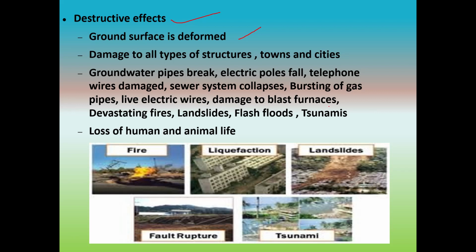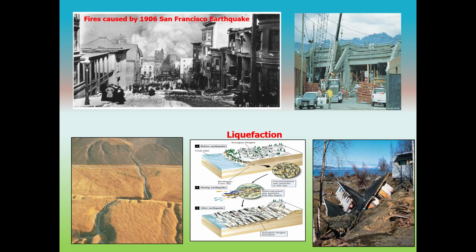Then damage to blast furnaces, then devastating fires will take place, then landslides, then flash floods, then tsunamis, then loss of human and animal life. Here we can see the fires caused in the 1906 San Francisco earthquake, the damage to the buildings, and the changing of the course of the river, which is also part of it.